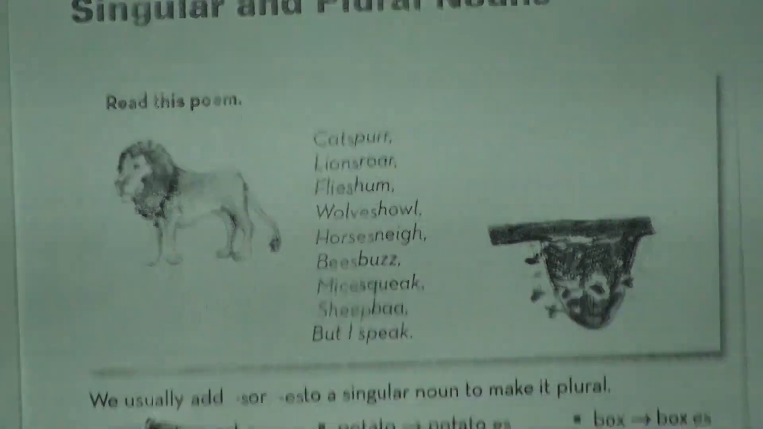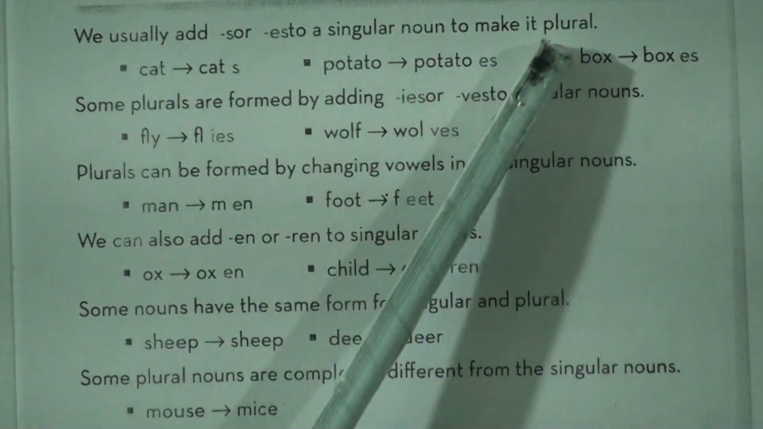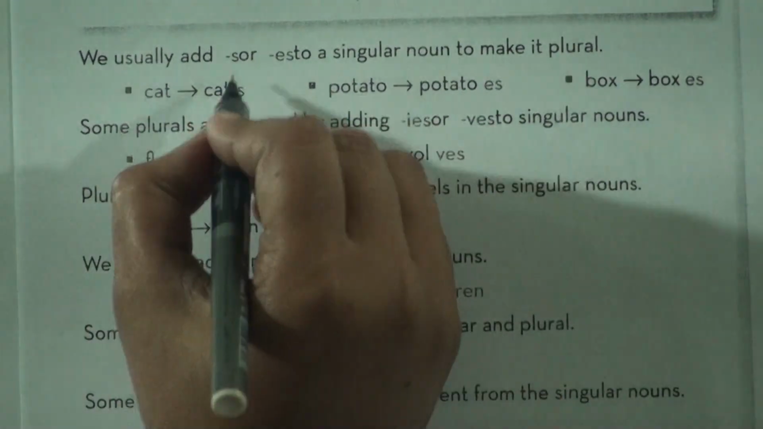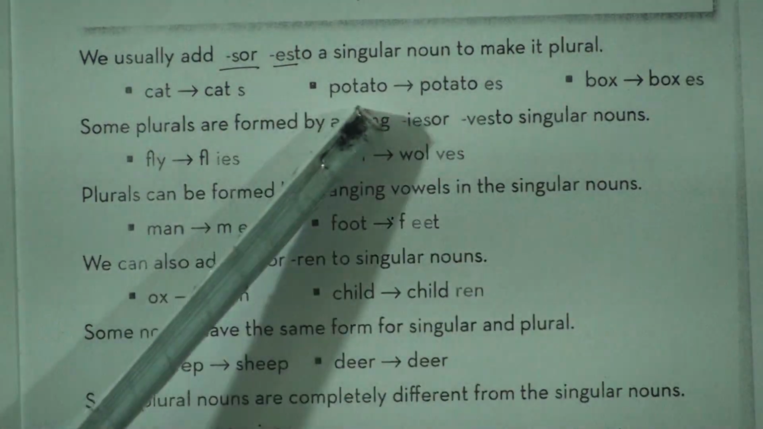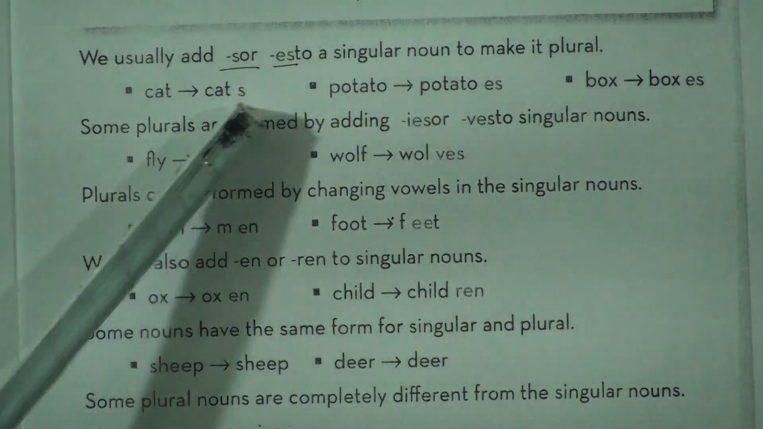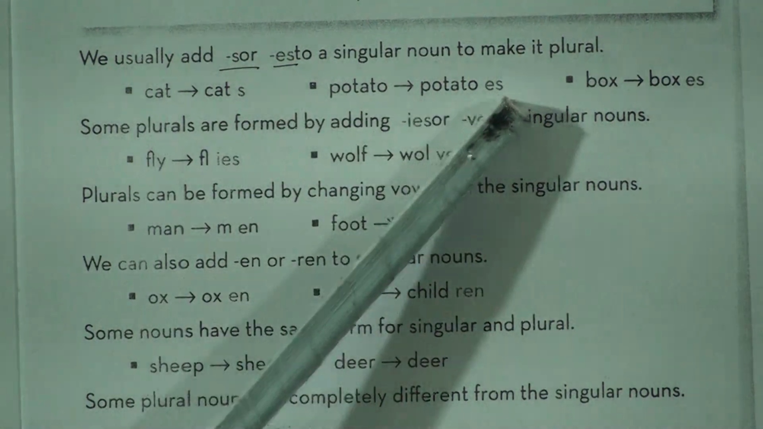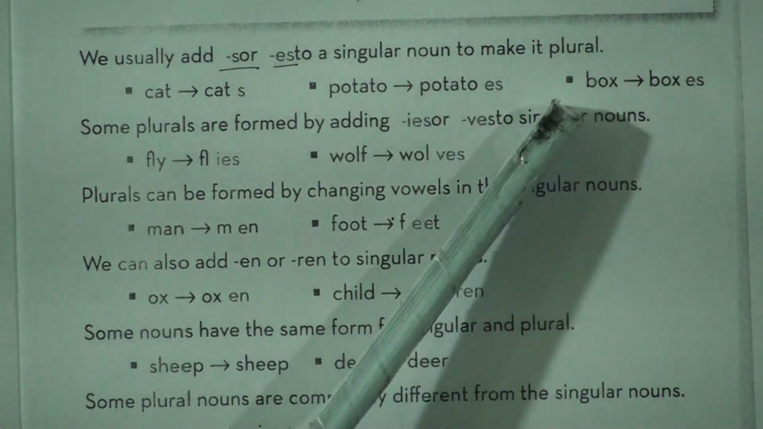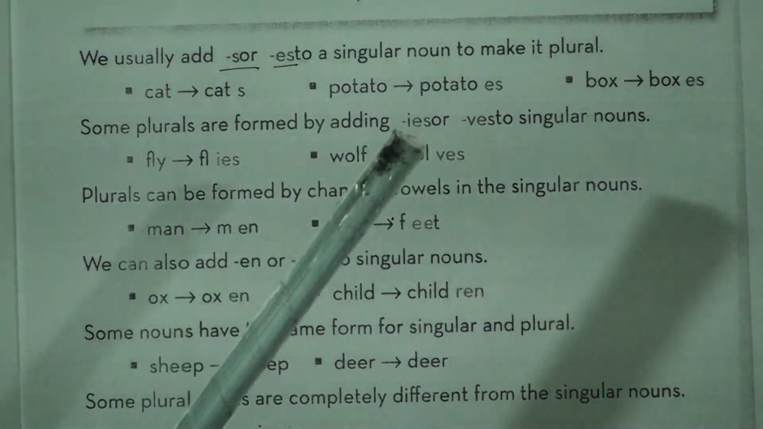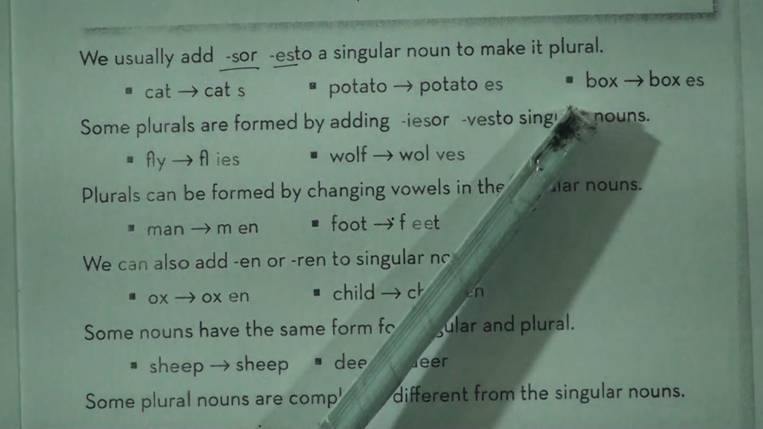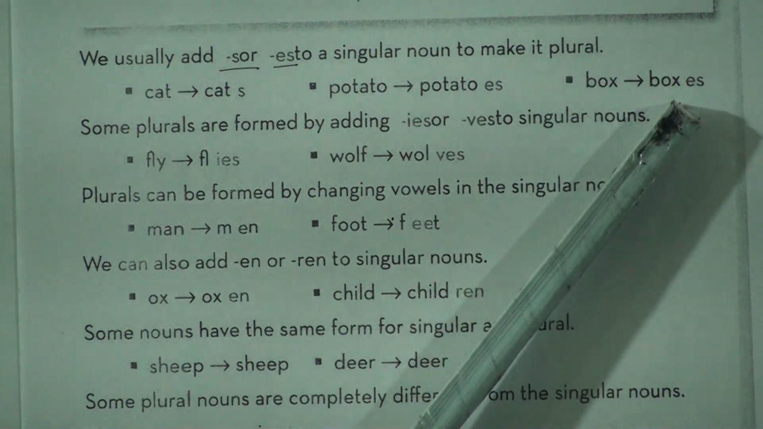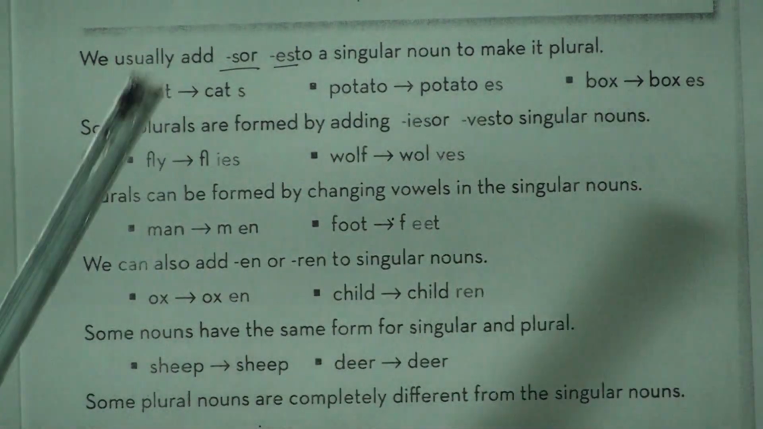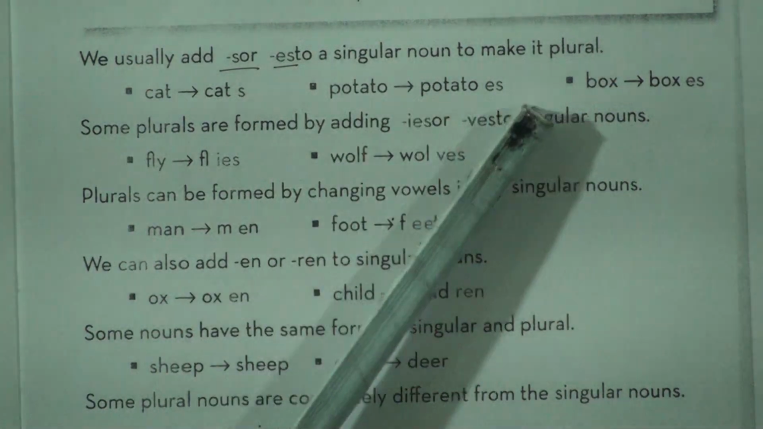Now look, we usually add s or es to a singular noun to make it plural. Look, cat, cats, potato, potatoes. Here we add es. Box, boxes. If the word ends in x, sh, ss or similar, you will add es to make it plural. Usually we add s, but sometimes we use es to make it plural.